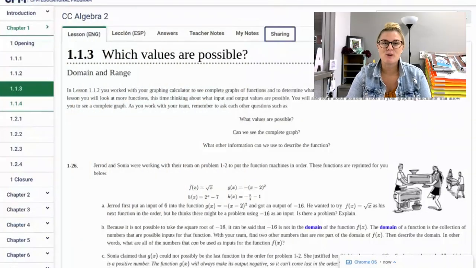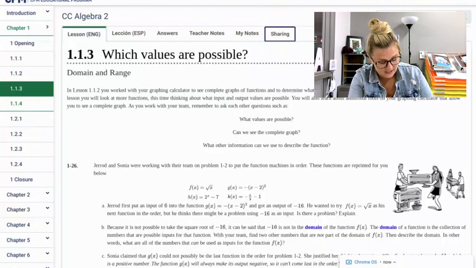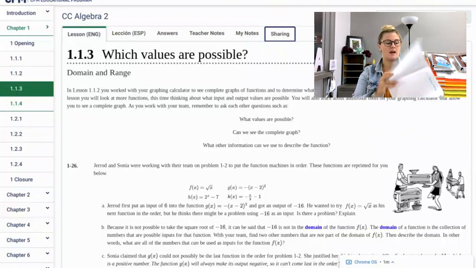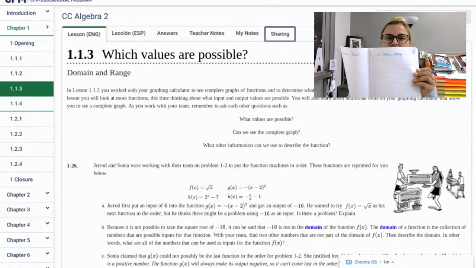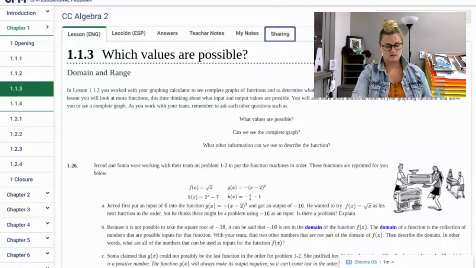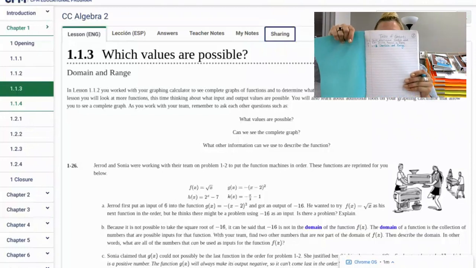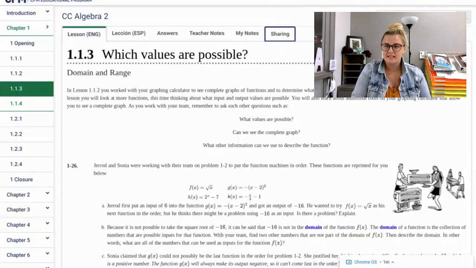All right, guys, so we are going to take a look at lesson 1.1.3. Don't forget to put this in your notebook and under your table of contents. I'm going to do that now. Our title today is Domain and Range. Don't forget your page number on there. So I have today's lesson number and my title, and I'm going to bring that over to my table of contents. And I've got that in my table of contents as well. All right, now we are ready to get started.